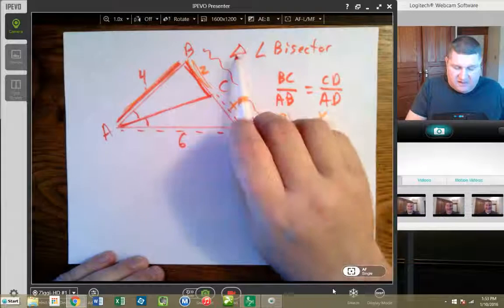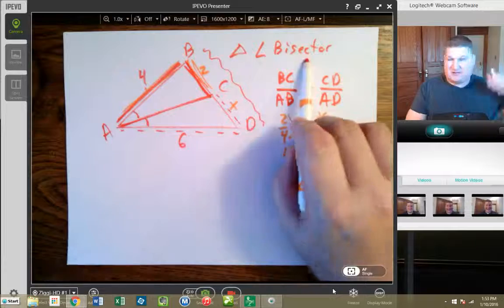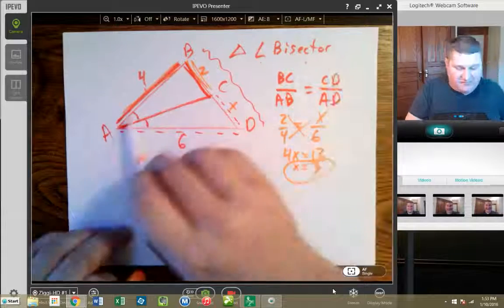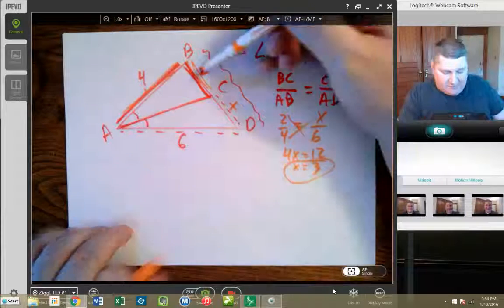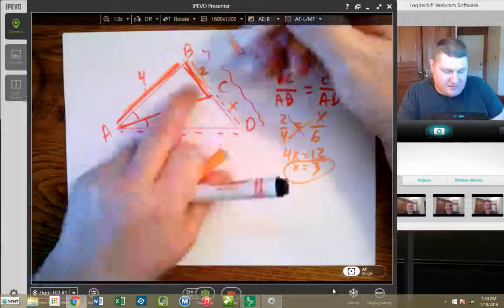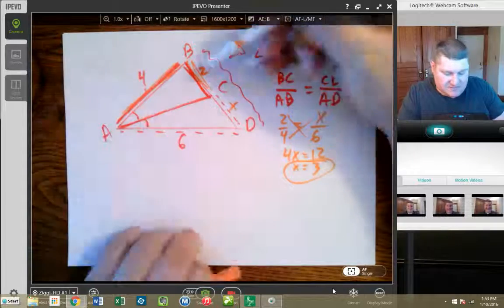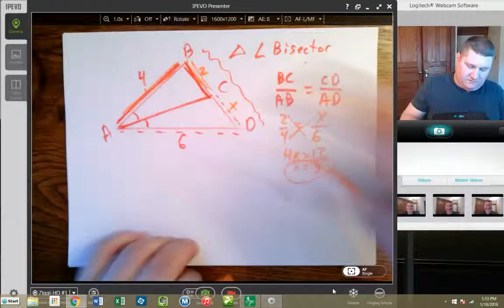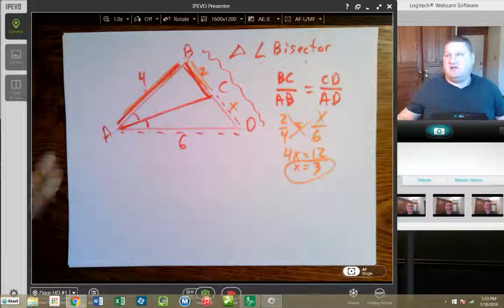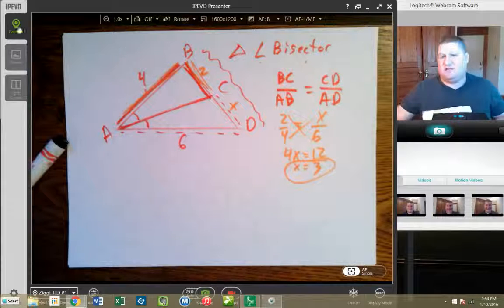So this is the triangle angle bisector. If you have an angle bisector, it splits the opposite side proportionally in relation to the other two remaining sides. So 2 goes to 4, x goes to 6. So nothing terribly shocking there. In fact, it makes for a nice short section.